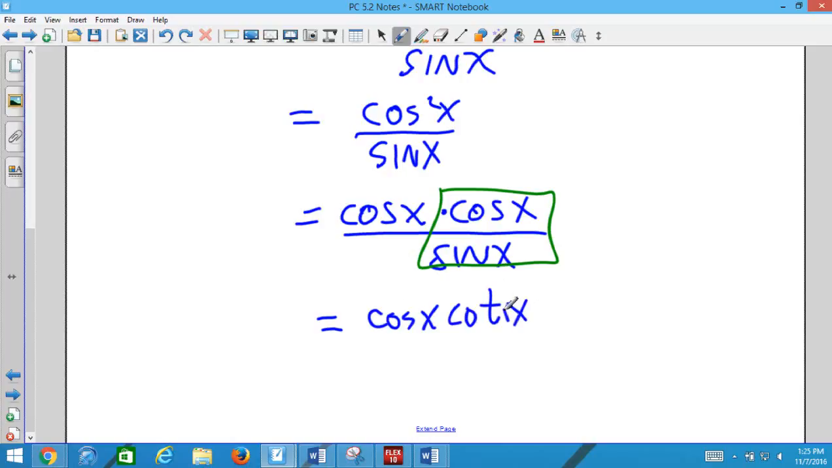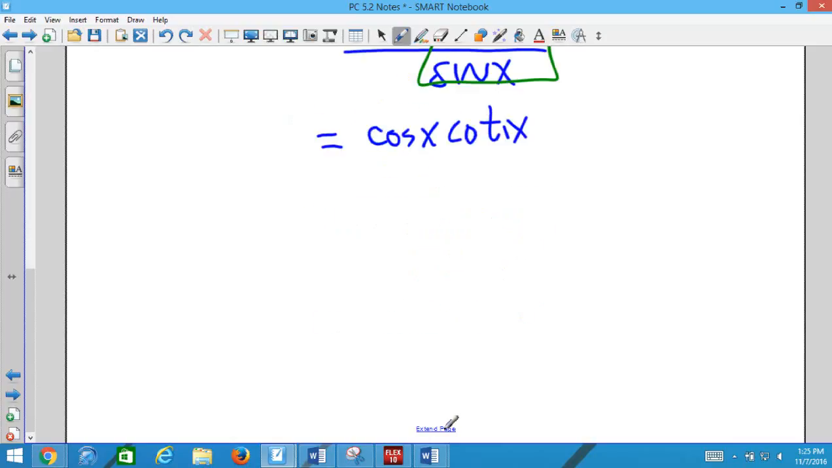What am I trying to get? Trying to get 1 over secant x tangent x. So you can just reciprocate both of them. 1 over cosine going down to the bottom becomes secant, and cotangent going down to the bottom becomes tangent. And we're done.